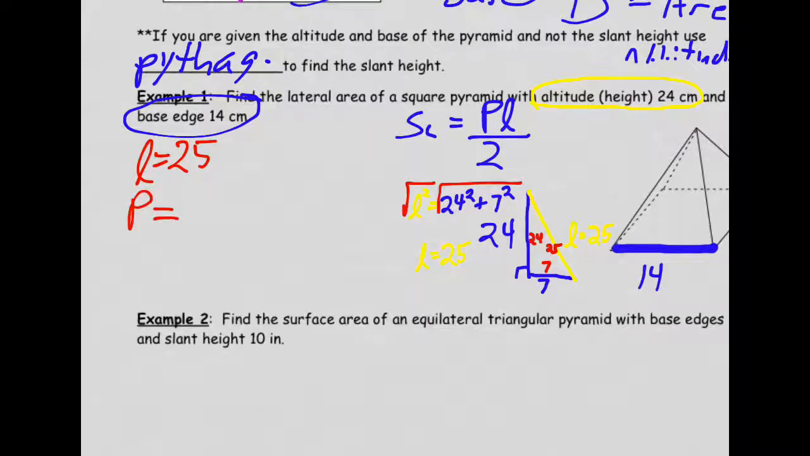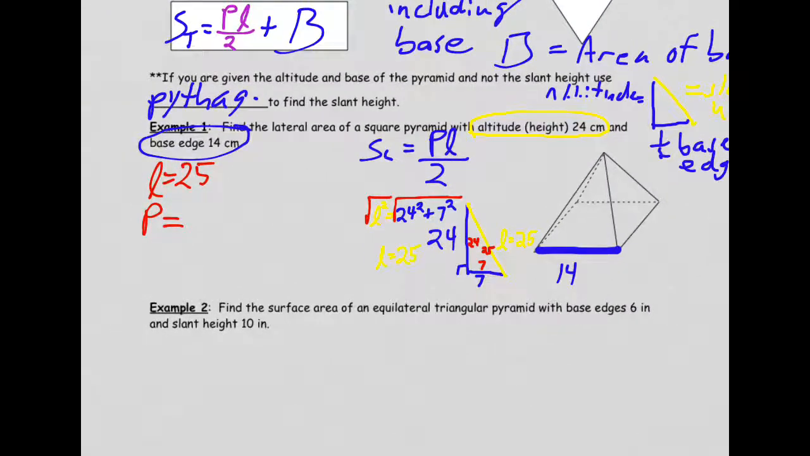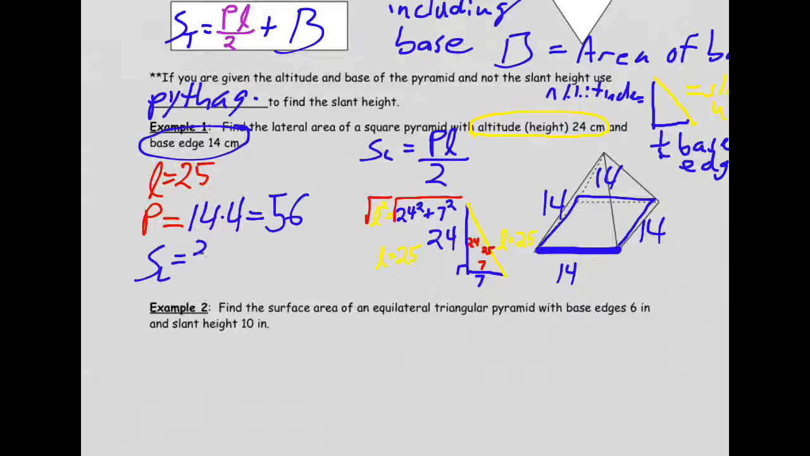The perimeter of my base, well, what type of shape is my base? Square, right? Square pyramid. So each of those sides is going to be 14. So the perimeter of my base is just 14 times 4, 14 times 4 sides. So that's 56. Now the total lateral surface area is just 25 times 56, all over 2, which is going to give me 700 centimeters squared.